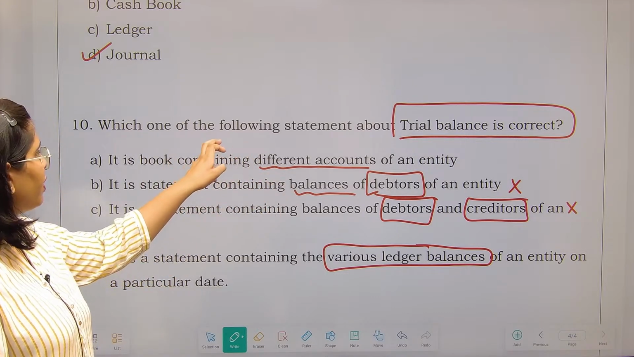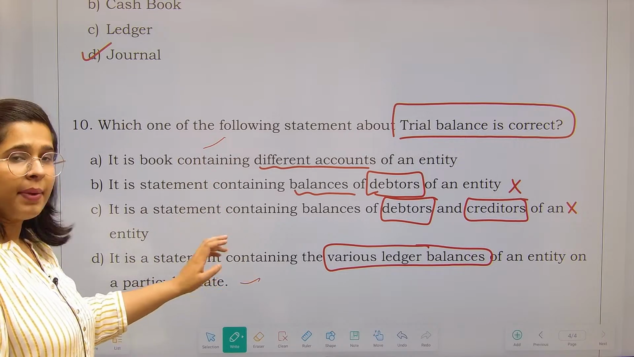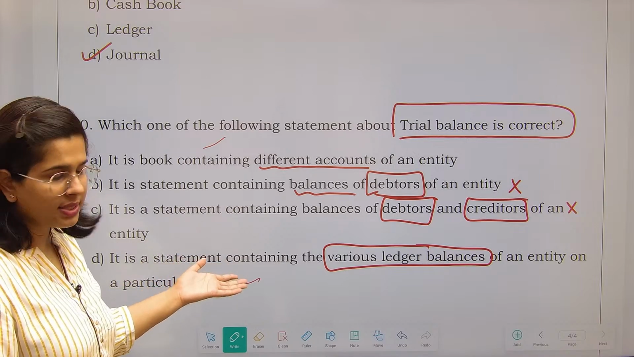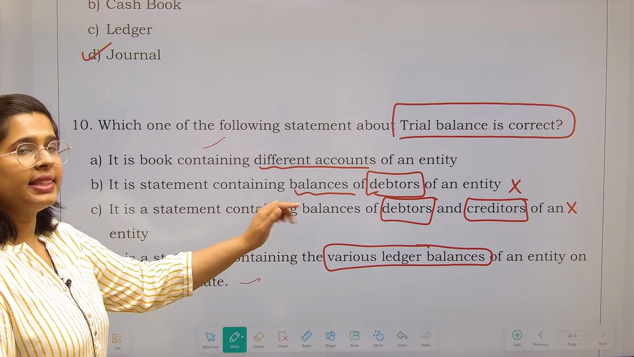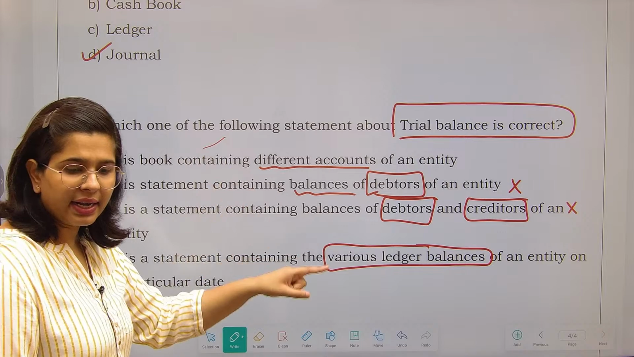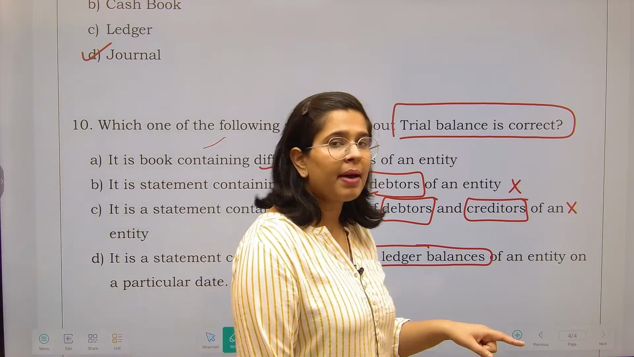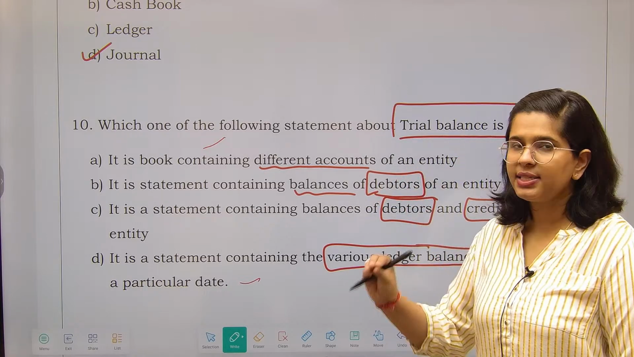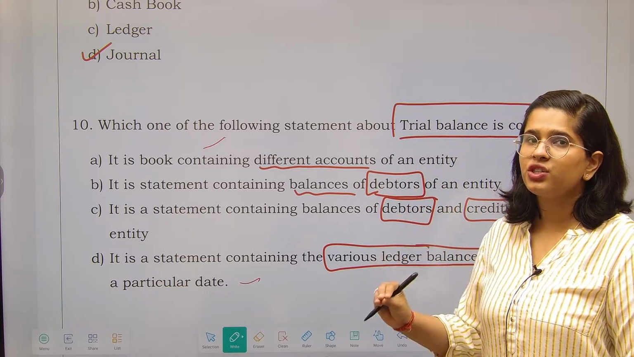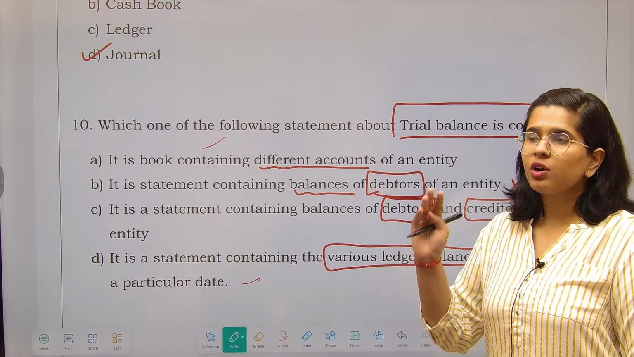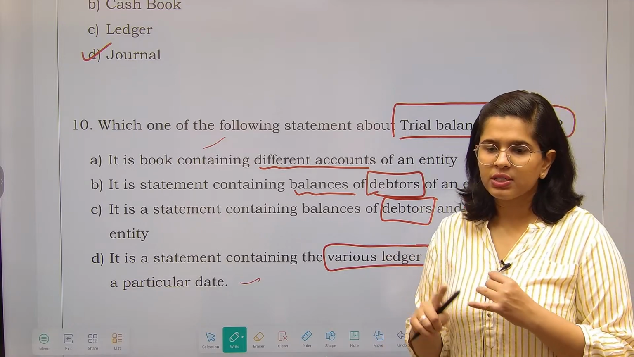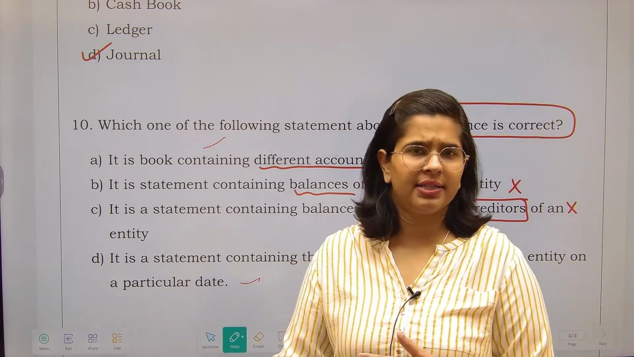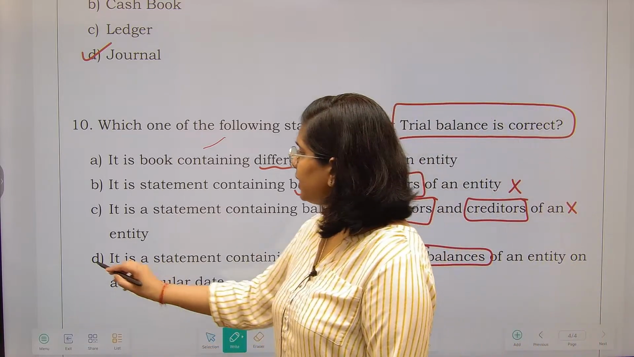Now we are confused between option A and option D. But see, option D says it is a statement, which it actually is, containing the various ledger balances. This is the correct interpretation of the trial balance. It does not just contain the different accounts. What it contains is the closing ledger balances. What is the closing ledger balance of the sales account? What is the closing ledger balance of the purchase account, interest account, salary account, etc., etc. So option D is correct.